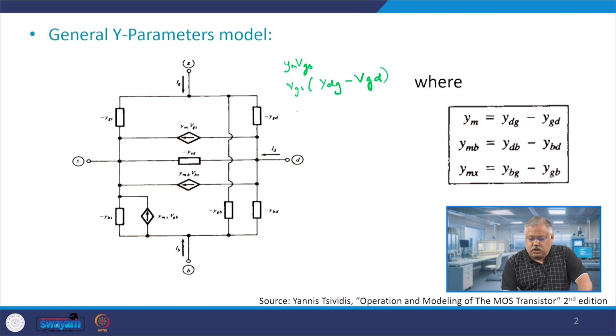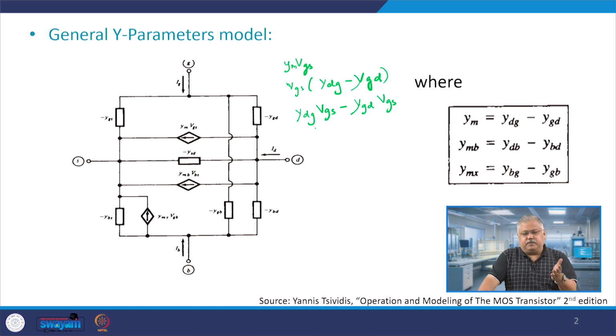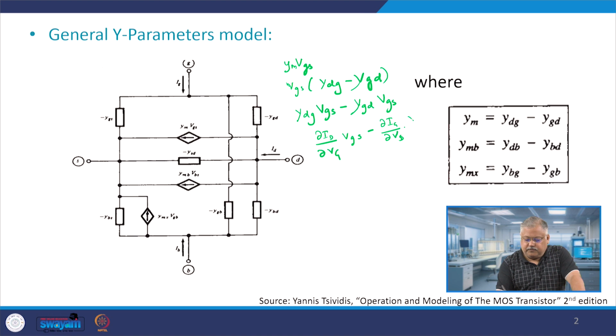Now, this gives you the total value for the generalized model, times VGS minus YGD into VGS, right. So, YDG means gate with respect to drain and then drain with respect to gate we will get. If you open it up, I will get del ID del VG into VGS, minus del IG times del VD in terms of VGS.